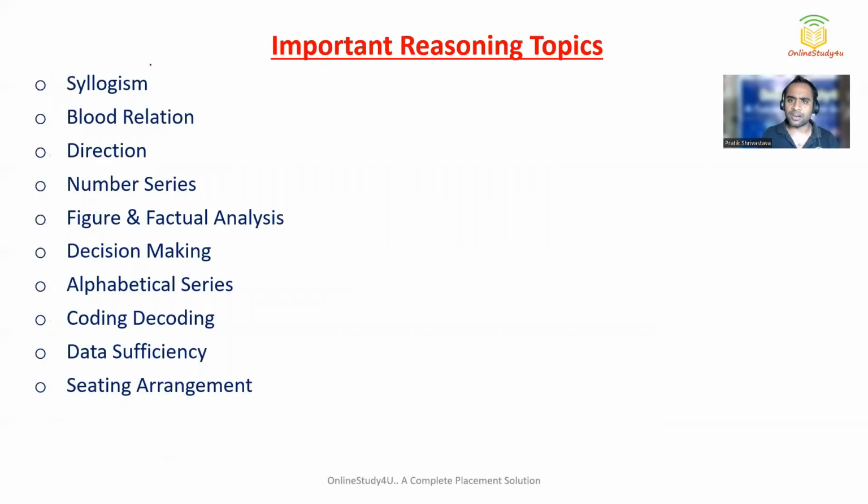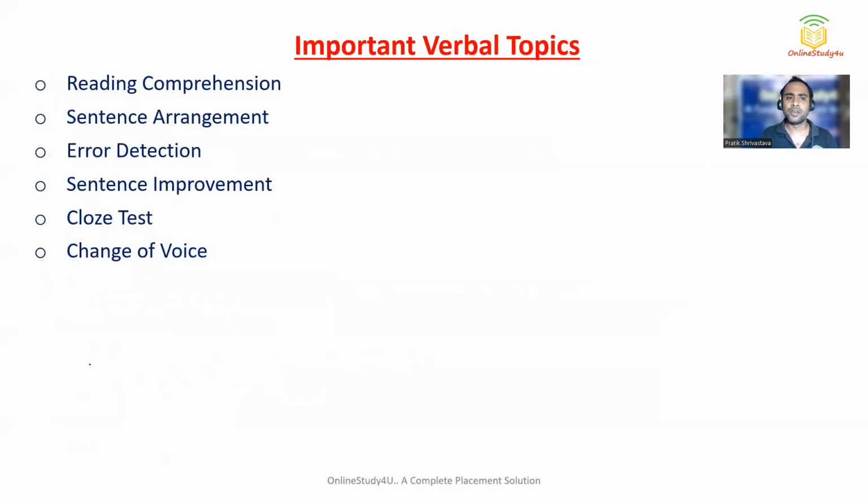And then in reasoning, we have syllogism, blood relation, direction, number series, figure and factual analysis, decision making, alphabetical series, coding-decoding, data sufficiency, and seating arrangement. These are the topics you will find in reasoning. Verbal ability, if we talk about the English section: reading comprehension, sentence arrangement, error detection, sentence improvement, cloze test, change of voice.